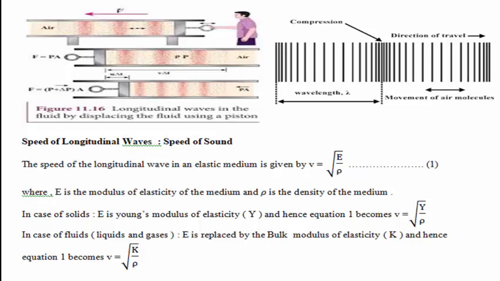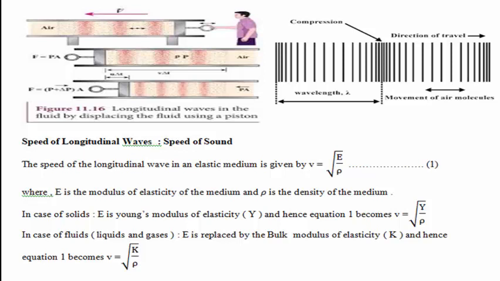In the mechanical properties of solids, you have studied there are three types of modulus of elasticity. The first type is Young's modulus of elasticity. So in case of solid, E is replaced by Young's modulus, and hence equation 1 becomes V is equal to root of Y divided by rho, where Y is Young's modulus.